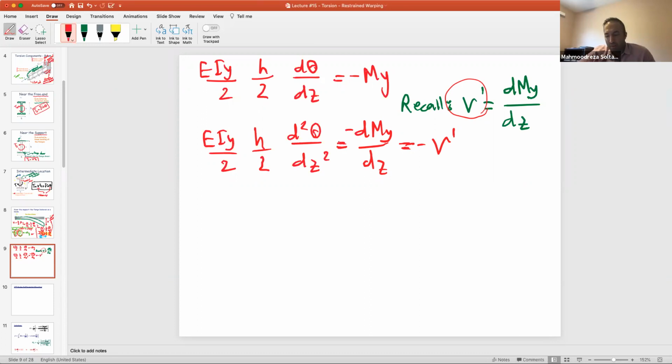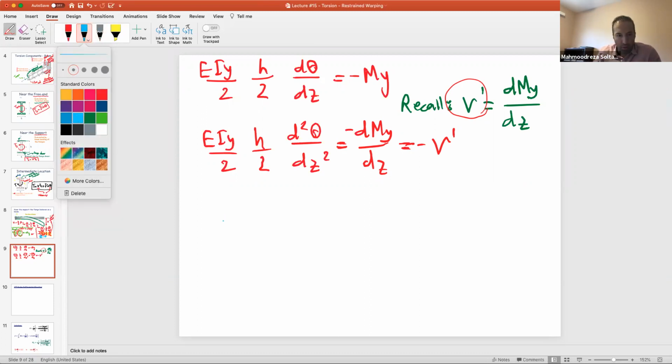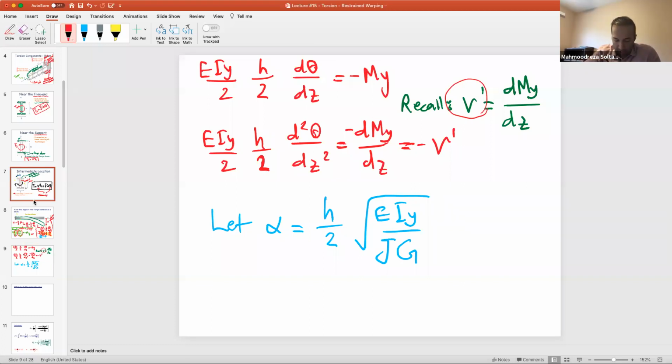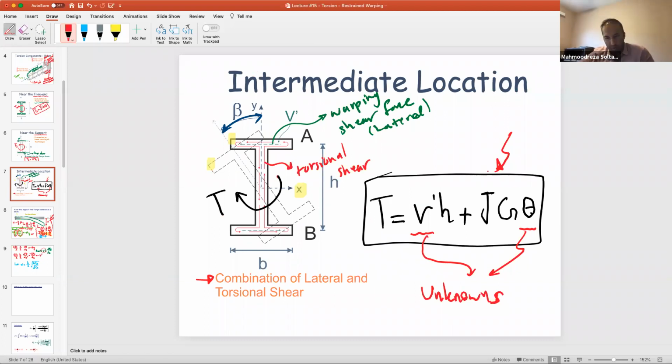Now, based on what we have seen, we define a constant value that is going to be familiar to you. Look at it. We define alpha to be equal to h over 2 times the square root of E Iy over JG. Basically, it would be useful for us to have this assumption so we can write the equation more easily. So knowing everything so far, I'm going to rewrite the equation you saw in slide 7.